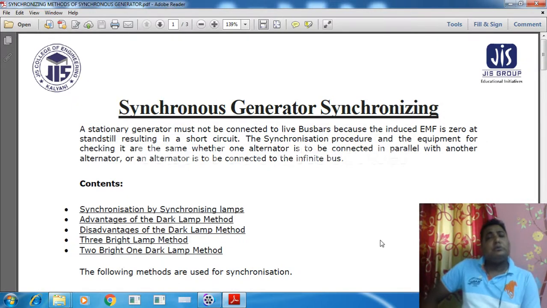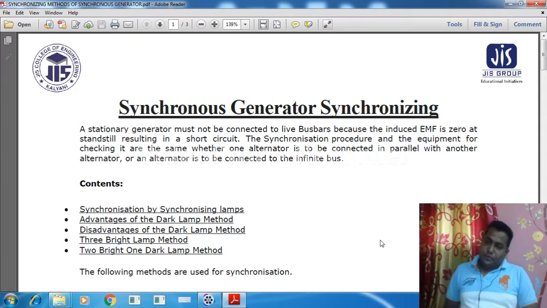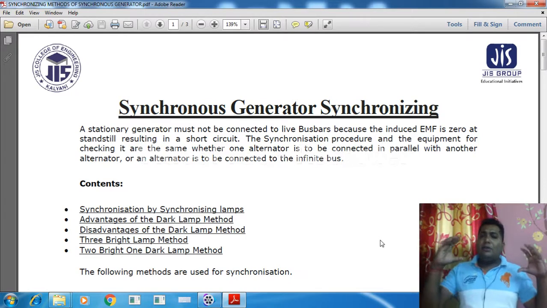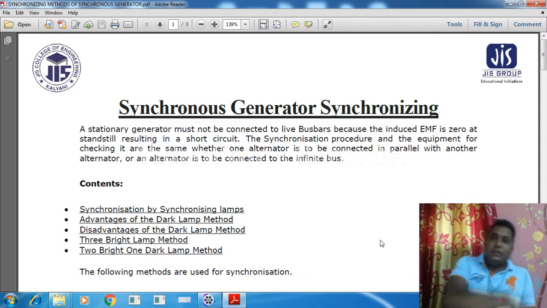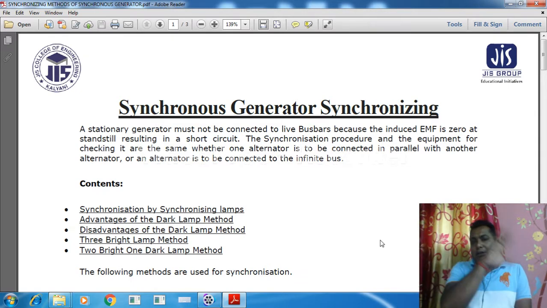The synchronization procedure and the equipment for checking are the same whether one alternator is connected in parallel with another alternator, or an alternator is to be connected to the infinite bus. Maybe there is a system with an alternator and a load. It is a single system, and now the load is increasing, so this single alternator cannot satisfy the load demand, so we have to connect another alternator to the system. There also we need to synchronize, with the existing alternator connected to the load.